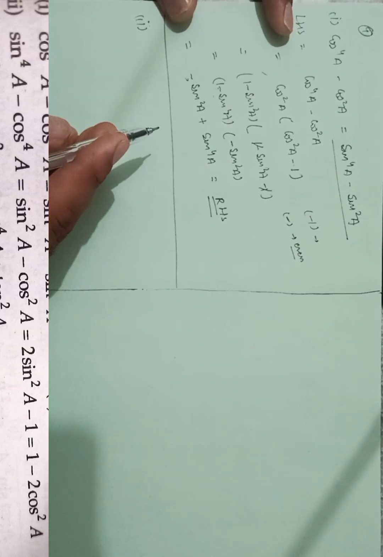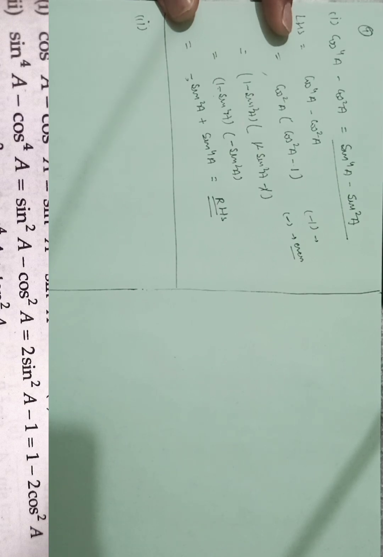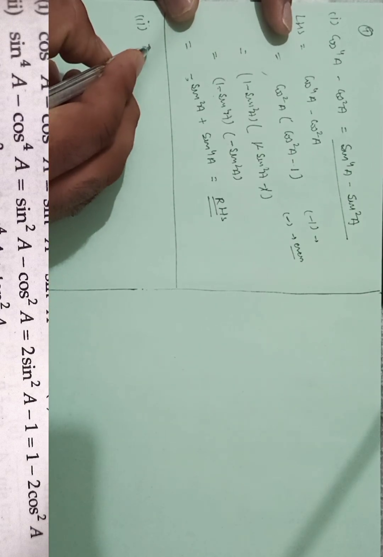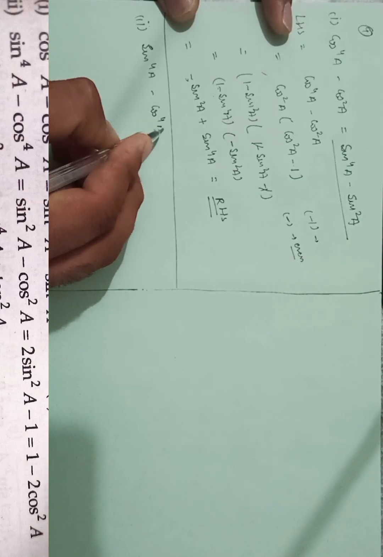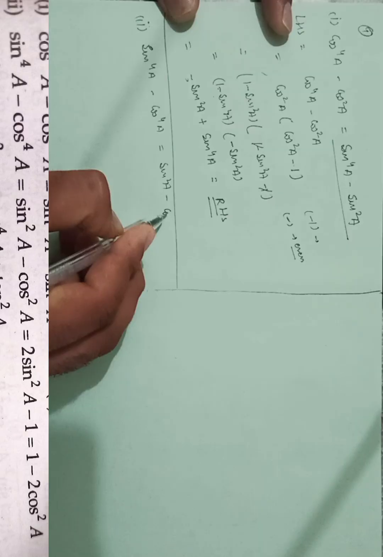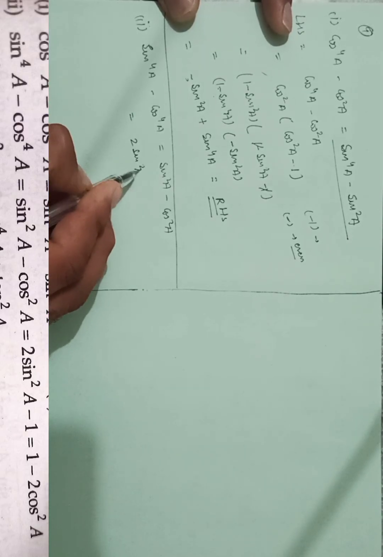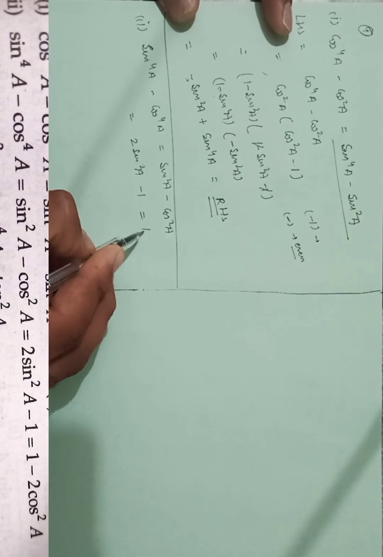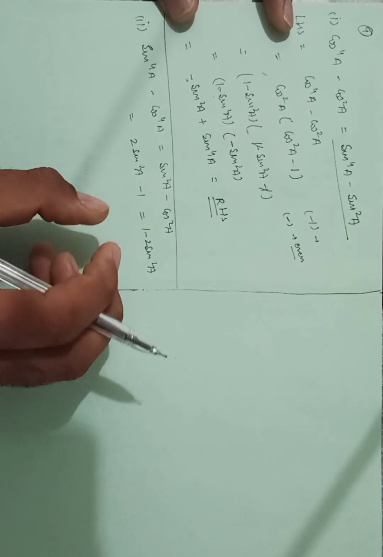In the second question we have similarly, sine to the power 4 a minus cos to the power 4 a equal to sine square a minus cos square a, equal to 2 sine square a minus 1, equal to 1 minus 2 sine square a. Now pause the video and solve it on your own.